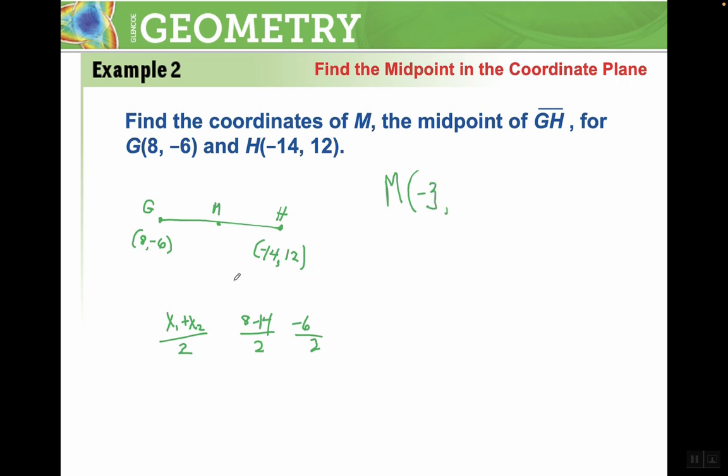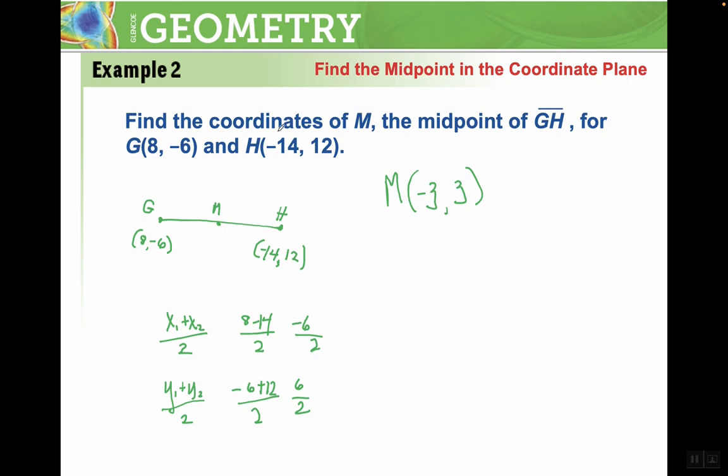And then we'll do the same thing with our y's. We will add them and divide by 2. So we have a negative 6 plus 12, which is a positive 6, divided by 2, which is a positive 3. So your midpoint of that line segment GH is going to be negative 3, 3.